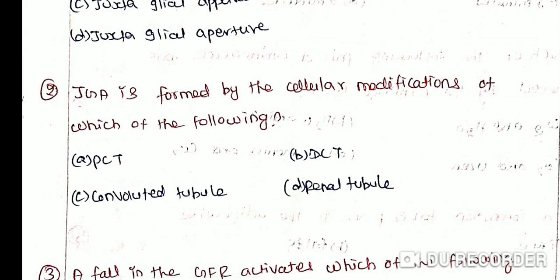JGA is formed by the cellular modifications of which of the following? Option A, PCT. Option B, DCT. Option C, convoluted tubule. Option D, renal tubule. The correct answer is option B, DCT. Explanation: juxtaglomerular apparatus is a special sensitive region formed by the cellular modification in the distal convoluted tubules and the afferent arterioles at the location of their contact.